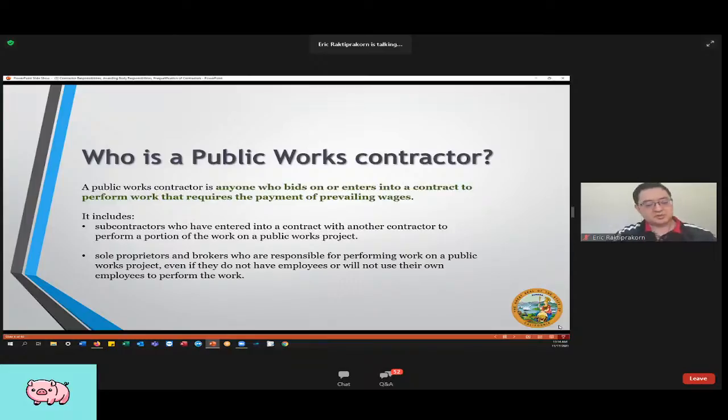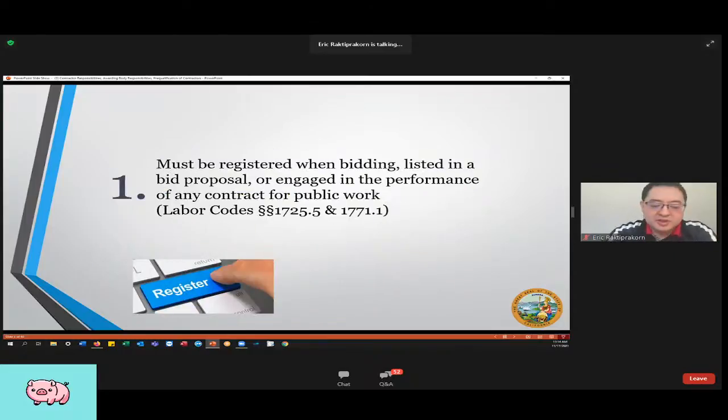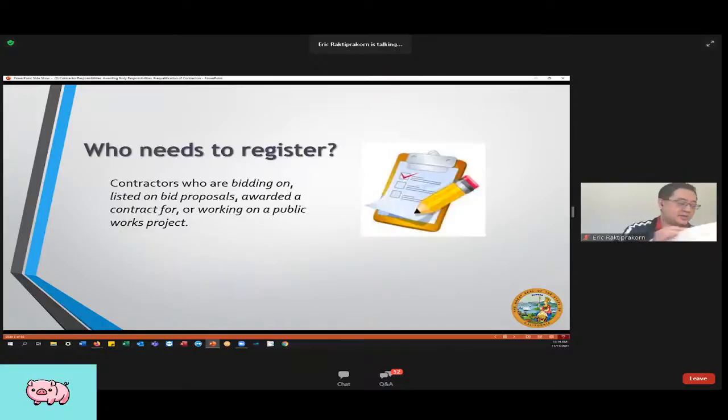Next slide, please. If you fit the definition of a public works contractor, you are required to be registered in order to bid on public works projects, to be listed on bid proposals, to be awarded a contract for a public works project, and at all times when working on a public works project. As a general convention, I often advise contractors that we expect you to be registered before you even think about public works. So your registration ideally should be active before you even decide to bid. Next slide, please.